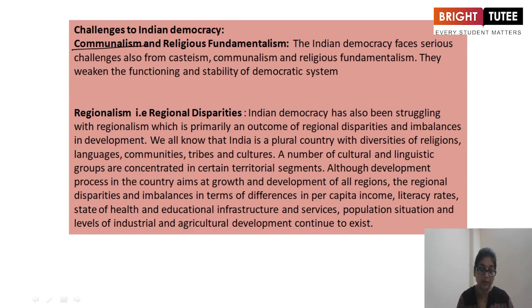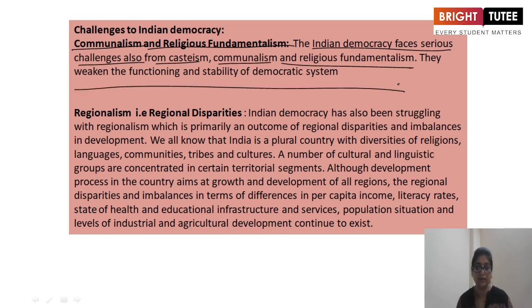Like the first one is communalism and religious fundamentalism. Indian democracy faces serious challenges such as casteism, communalism and religious fundamentalism. They weaken the function and stability of the democratic system, because still there are people who have conflicts on the basis of caste or communities or religion. So we should not waste our time on all these things.